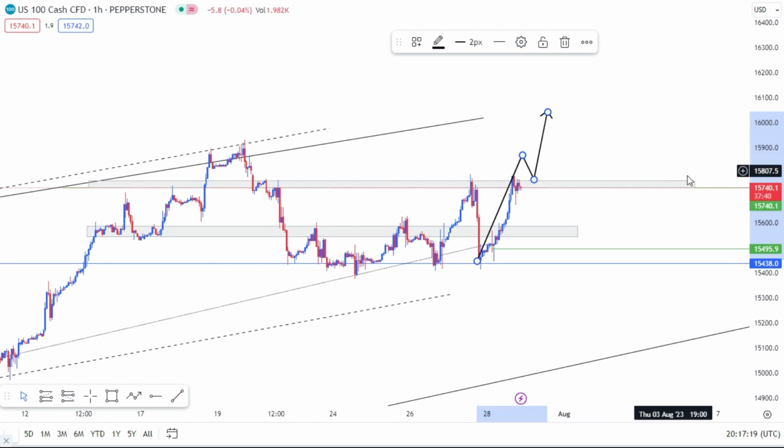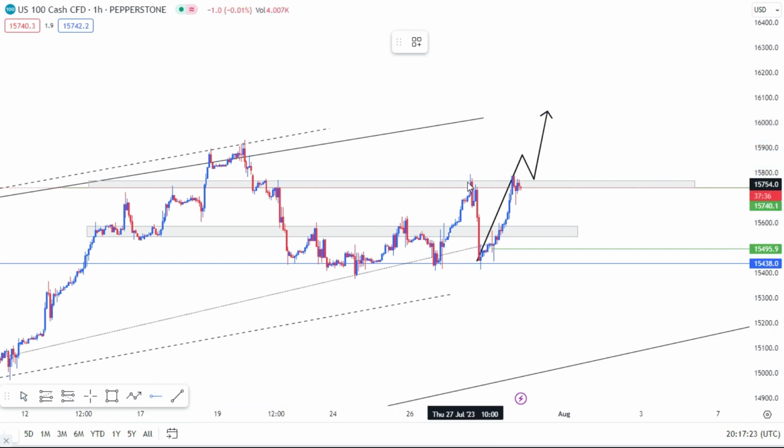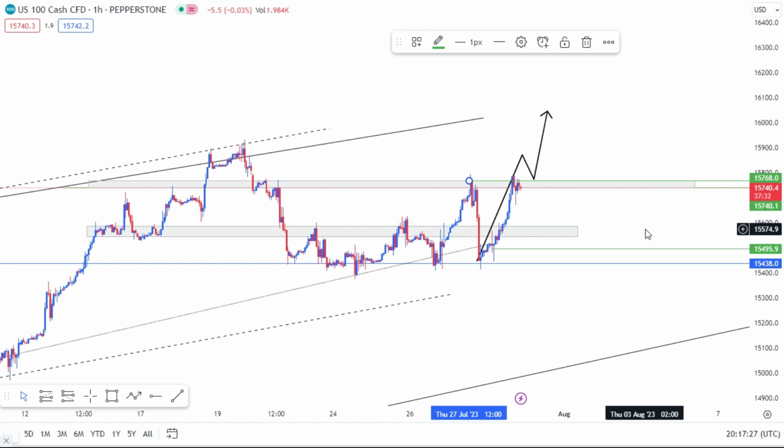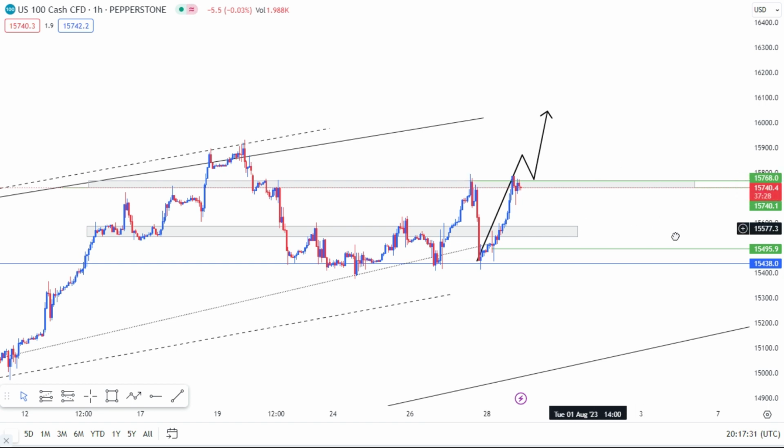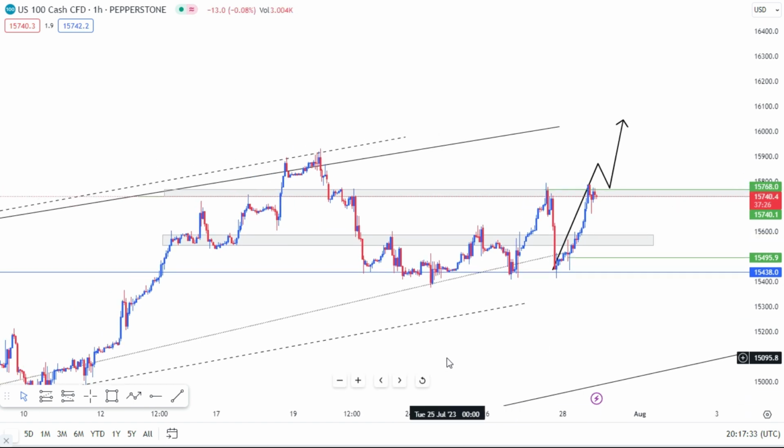We are above this line over here, which is 15768.0.